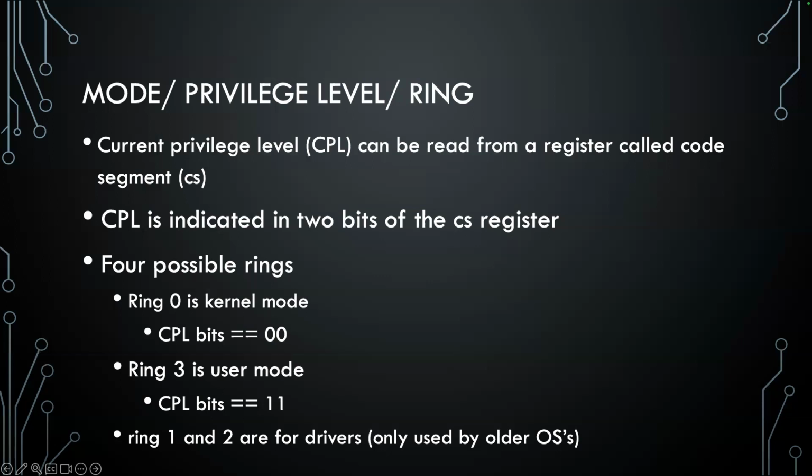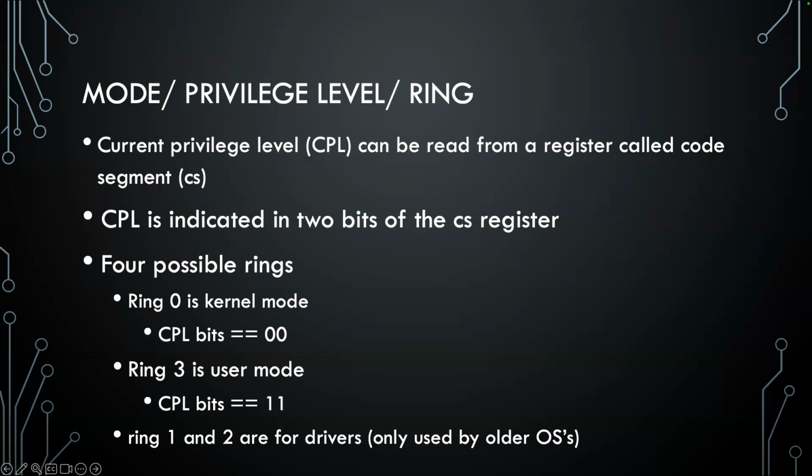So kernel mode for CPL, sorry. In CPL, the kernel mode bits are going to be 0, 0, and that's called ring 0. And then ring 3 is going to be user mode, and that's going to be bits 1, 1. So you're like, wait, there's room for more. What happened to ring 1 and ring 2?